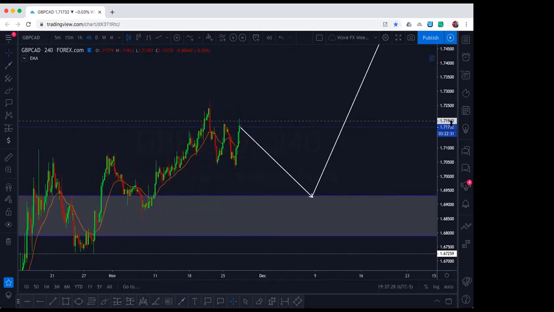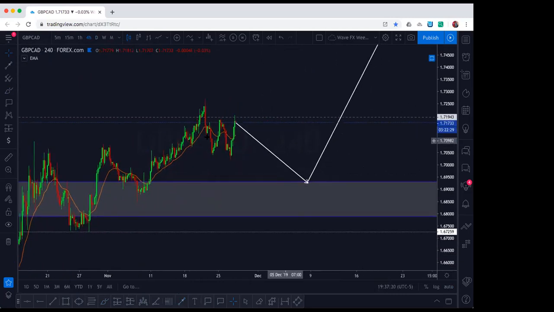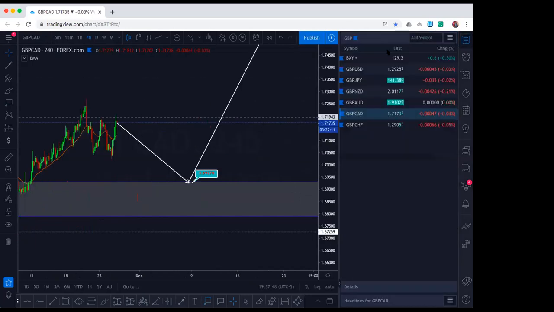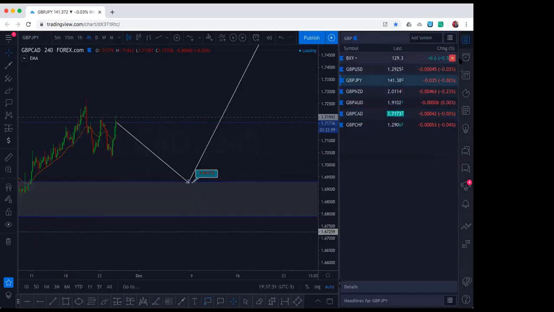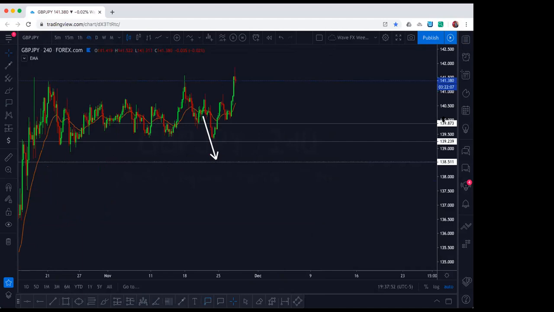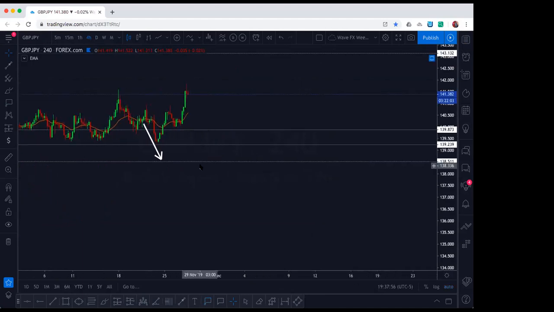All right, so for CAD, immediately you would want to be looking at retest of these overall areas. So this is the level that you should be looking towards. $1.69. That's the overall zone that you want to be looking at for CAD. Let's see, yen. We're looking for the market to push down.